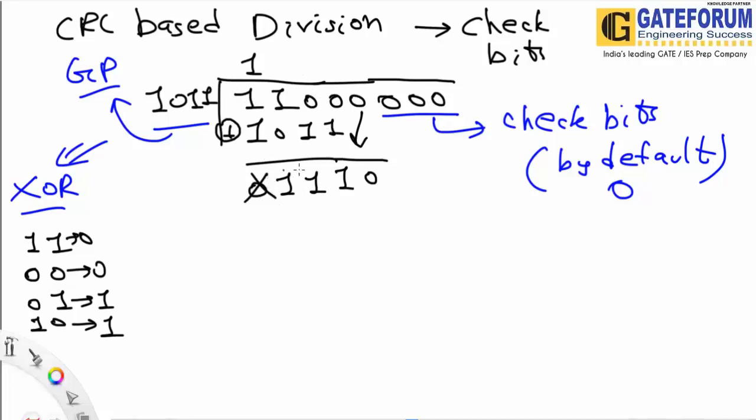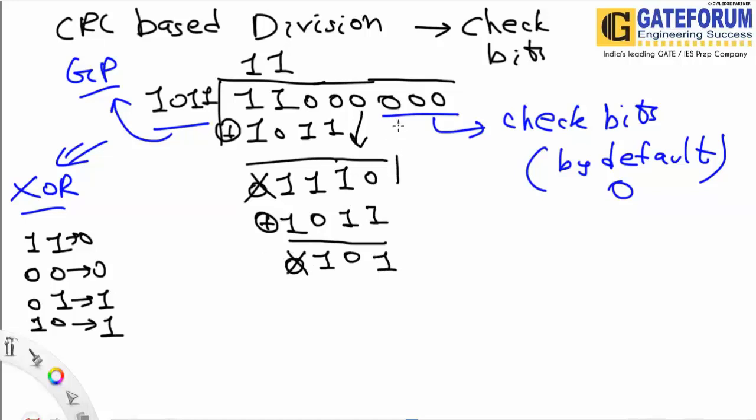Again, the most significant bit is 1, so we directly take 1011. Again, the XOR operation would be performed here. 110, 101, 110, 011. This first 0 would be cancelled off. We will take the next 0. So now it is 1010.